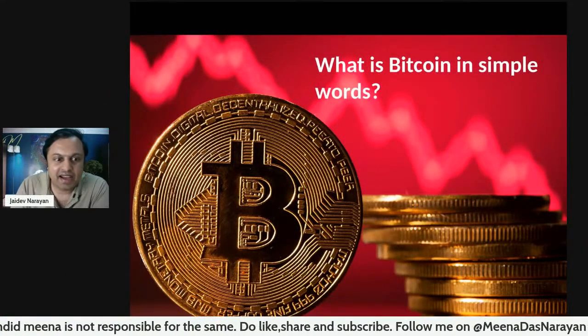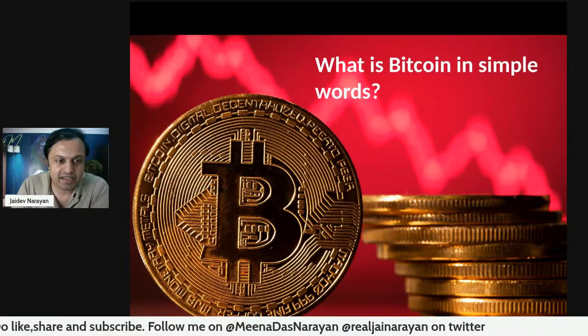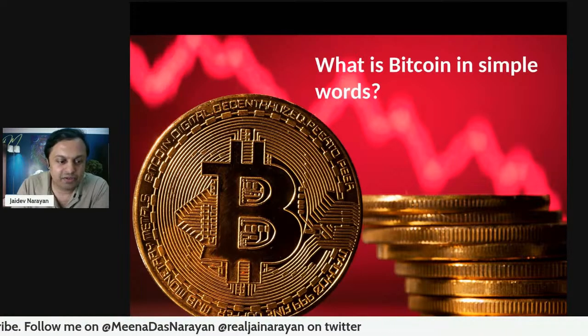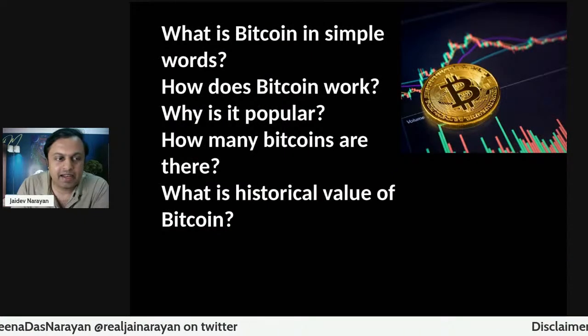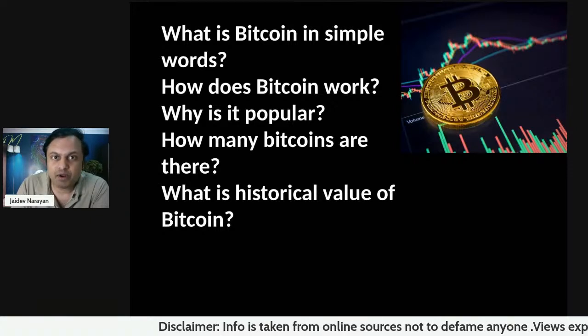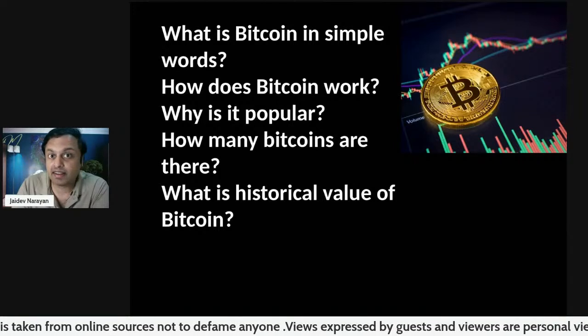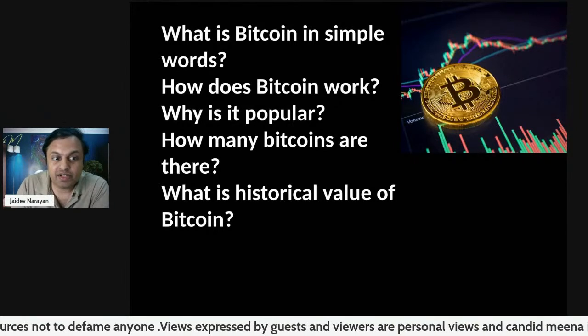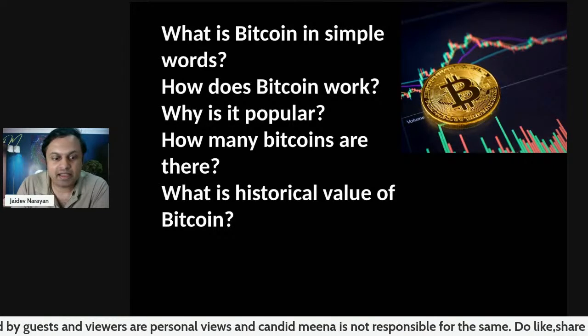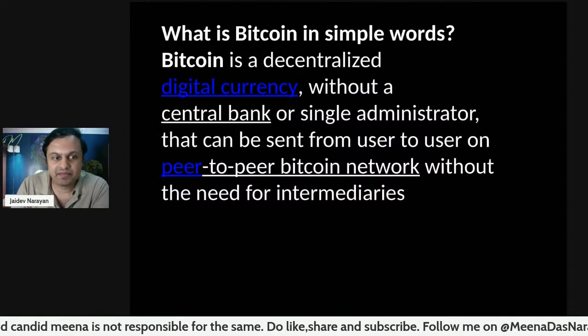So, friends, as you see in this photo, this is the symbol of Bitcoin with a B. It's something like the US dollar. We'll address all these questions: what is Bitcoin in simple words, how does Bitcoin work, why is it popular, how many Bitcoins are there in total circulation, what is the historical price value of Bitcoin. So these are some of the questions I'll be answering. So what is Bitcoin in simple words?